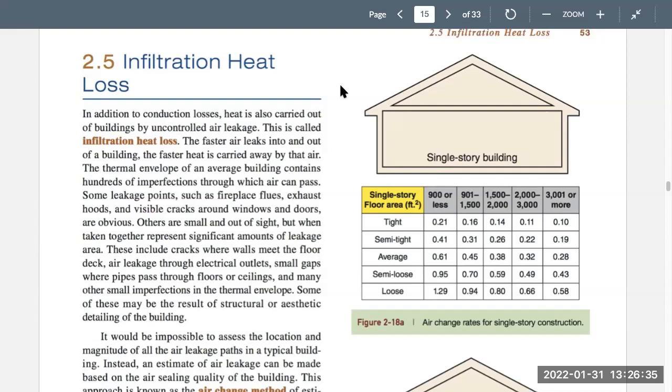The next section is talking about infiltration heat loss. Infiltration heat loss is different than conduction losses. Conduction losses are the losses of heat or heat gain that we get through our thermal envelope, our walls, our ceilings, our floors. Infiltration heat loss is the air that leaks into our building. We have to determine how leaky of a building we have. Do we have a building that is tight or loose or average is really what we're talking about.